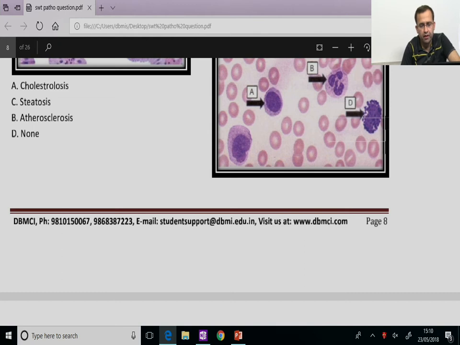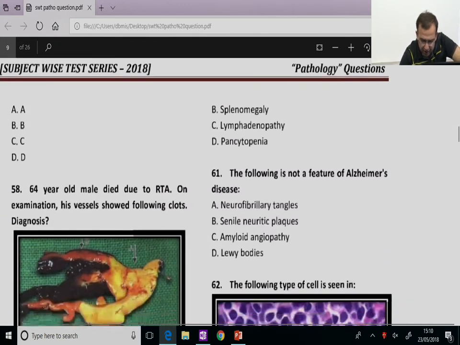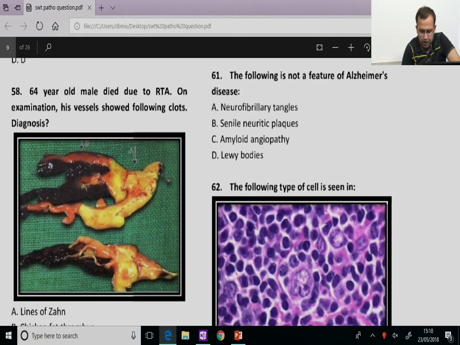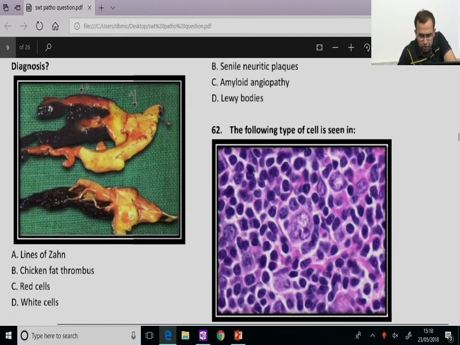Easy. Next. This gets us to question 58. A 64-year-old male died due to road traffic accident. His vessels show the following clots. This looks like chicken fat. These are the chicken fat thrombus.